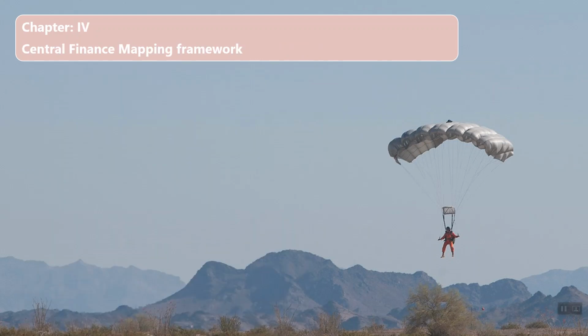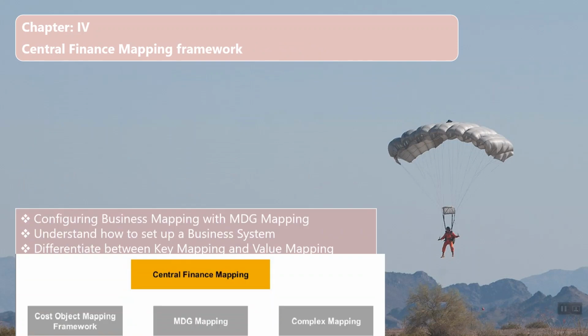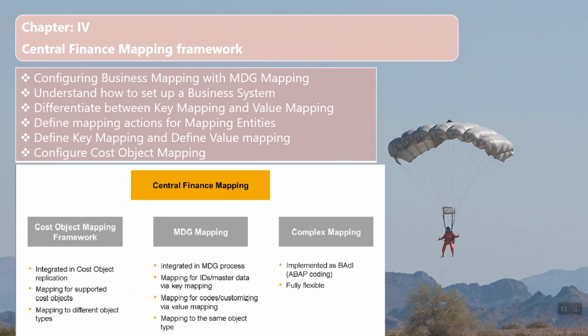Okay, moving on to another chapter, which is mapping framework. Mapping framework is one of the important aspects in central finance. So what kind of mapping needs to be done and what kind of business system needs to be set up? What is the difference between key mapping and value mapping? What mapping actions are required for mapping entities? And what is the cost object mapping? Those you are going to learn during this chapter explanation.